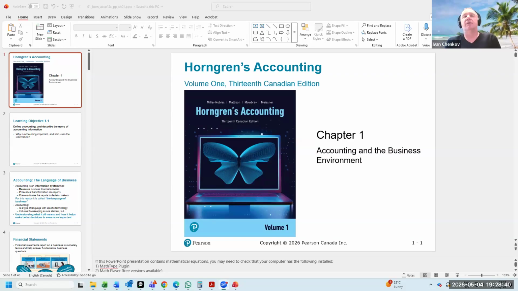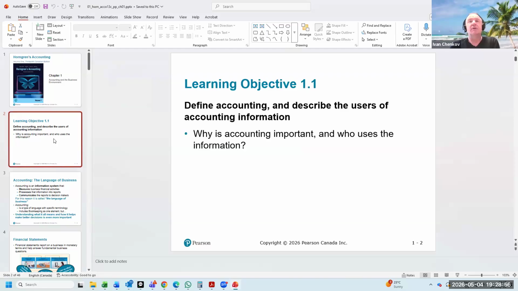This is chapter 1 on Principles of Accounting, first part, which is course 1110. In this chapter, I'm going to talk about accounting and the business environment. Why do we need accounting? Why is accounting important and what do we have to do?